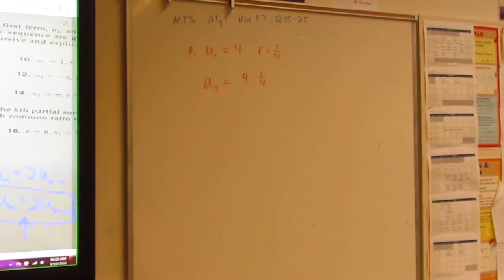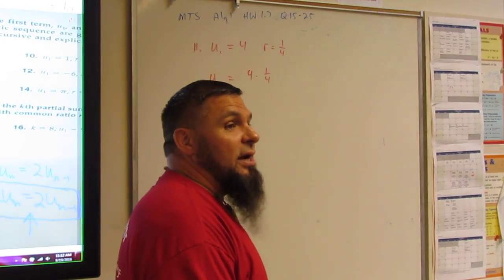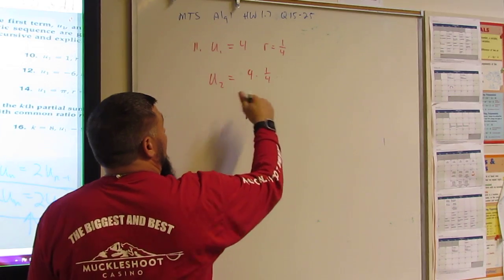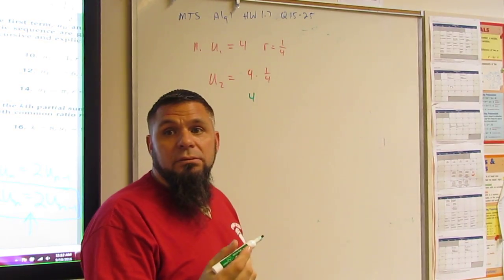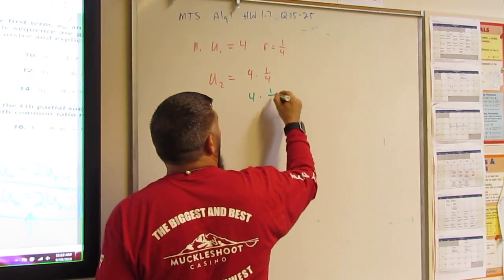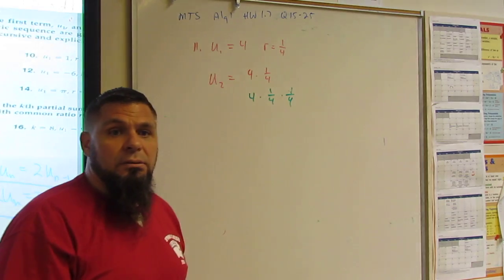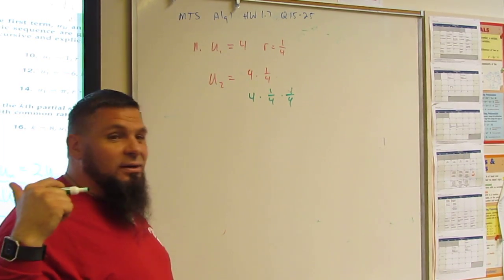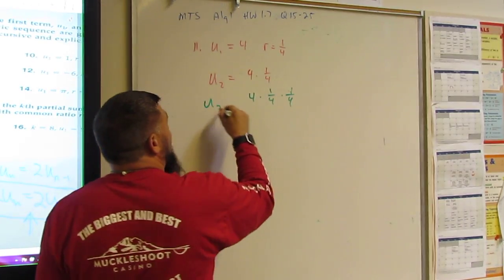Number 11. Let's go through it. Let's see how fast we can do it. Oh, we can do it. Watch this. Dante, what do we do? It's going to be 4 times what? Times 1/4 times 1/4, right? It goes 4, 1, 4. It's the same as before. 16, 32. Yeah. So, again, this is u3.